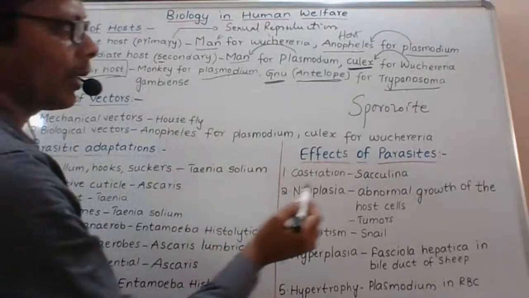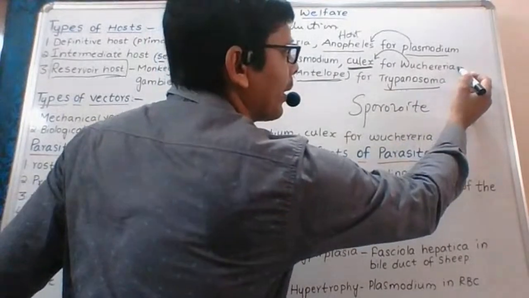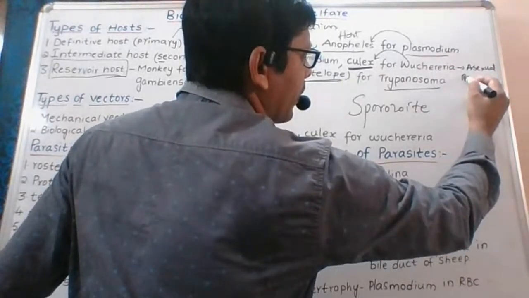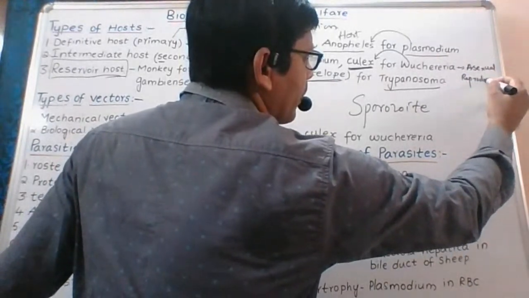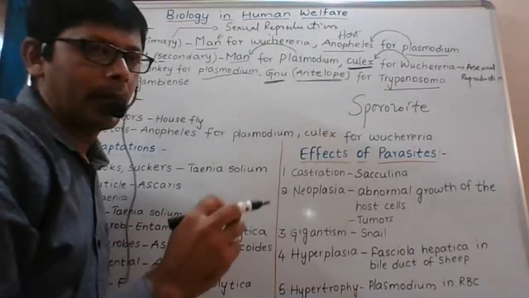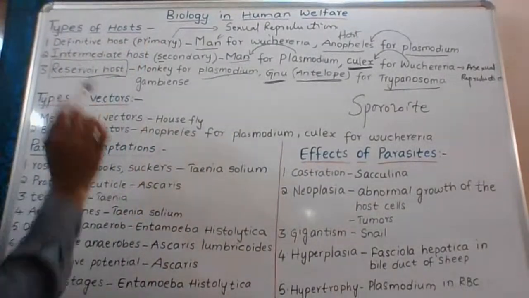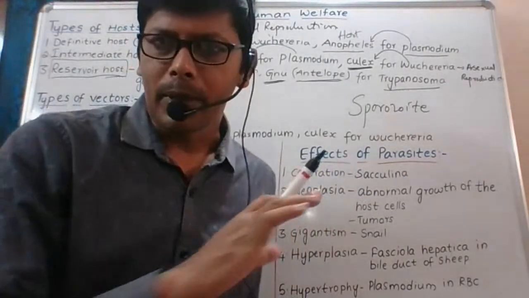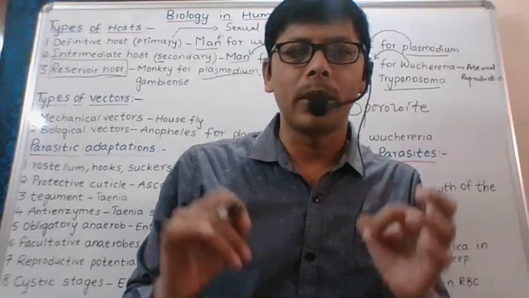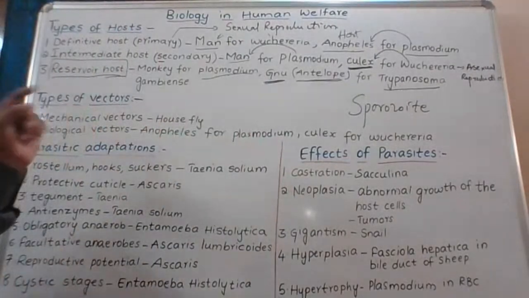Secondary host. What takes place in the secondary host? Asexual reproduction takes place in the secondary host. Next, reservoir host. In the reservoir host, neither sexual cycle nor asexual cycle occurs. It is used just as shelter for that parasite till the main host is available.